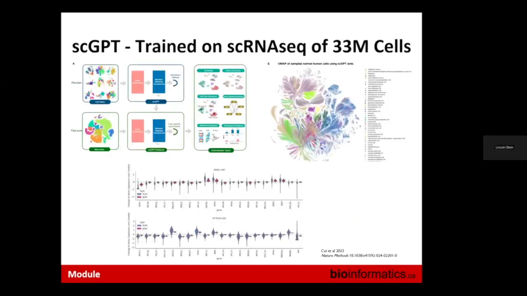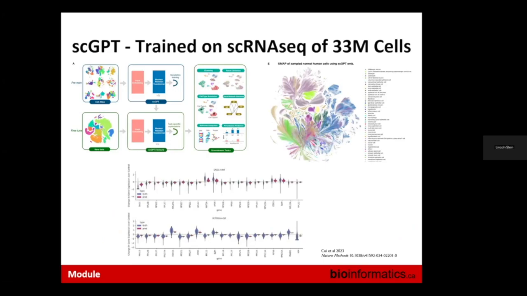Over the last few months, a bunch of these have come out. One of them, the most recent, is scGPT, for single cell GPT. It came out from Bo Wang's group at UHN. And this was trained on single cell RNA-seq from 33 million cells, so a fairly large data set. This describes the training system.